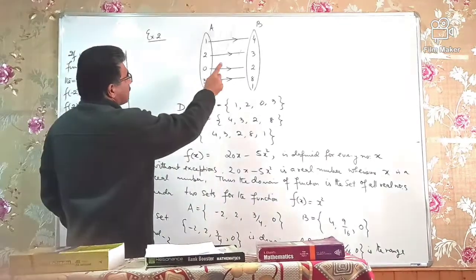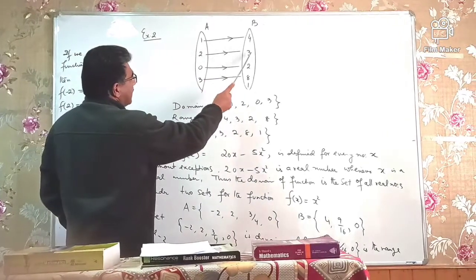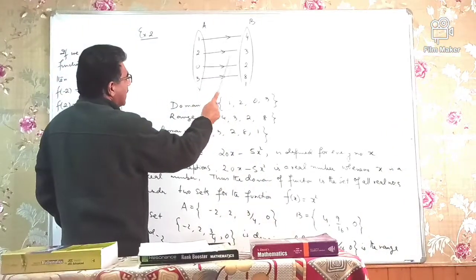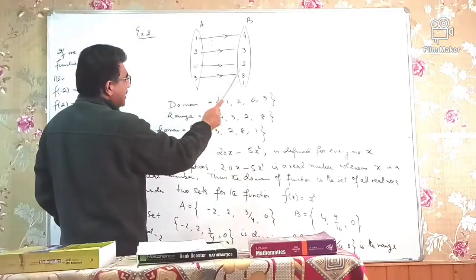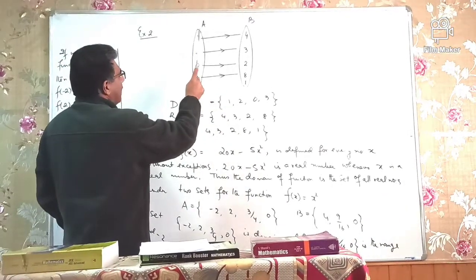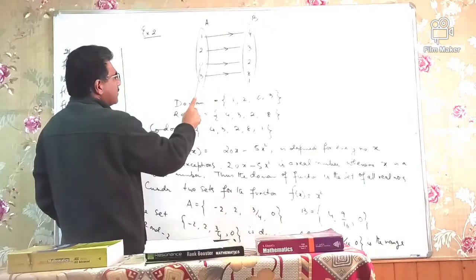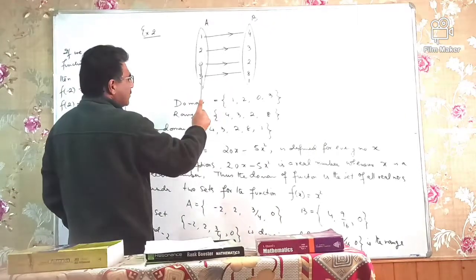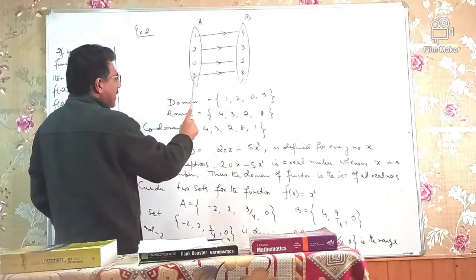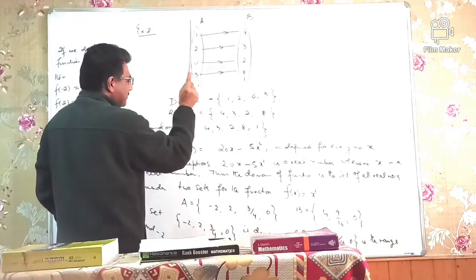If the image of 1 is 4, the image of 2 is 3, the image of 3 is 2, and the image of 3 is 8, that means if I put x is equal to 1, I will get 4. If I put x is equal to 2, I will get 3. If I put x is equal to 0, I will get 2. If I put x is equal to 3, I will get 8.